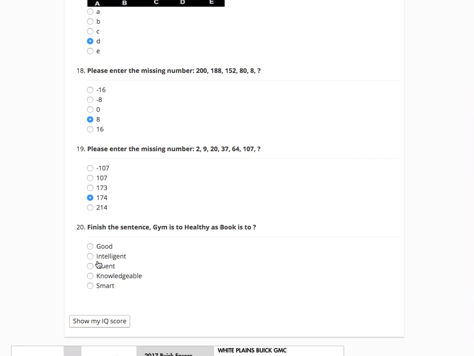What about the book? Well, intelligent is nothing about the book. I mean, you can be intelligent and not read that many books. But knowledgeable, yes, I believe, right? Because you're actually gaining knowledge when you're reading books, right? So yeah. So let's see what my IQ score is, guys. I'm just going to press this button here. I'm going to see how well I did.